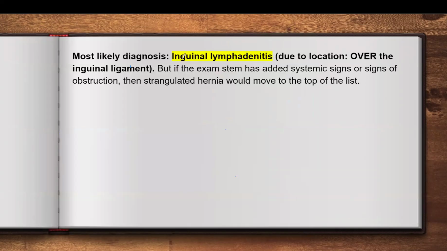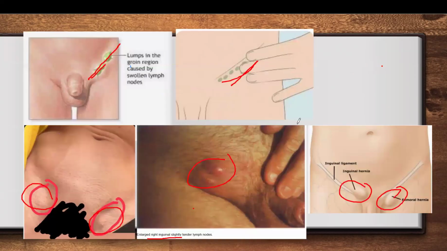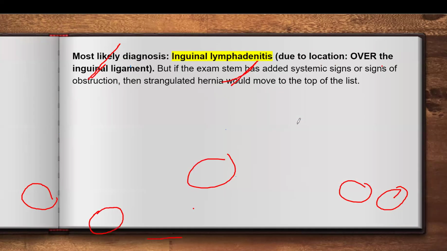So the most likely diagnosis here is inguinal lymphadenitis, due to the location and tenderness. If it was strangulated, we would have some signs of obstruction, and if those were there, then strangulated hernia would move to the top of the list. Okay. And of the direct and indirect types, the direct one has a higher chance of strangulation.